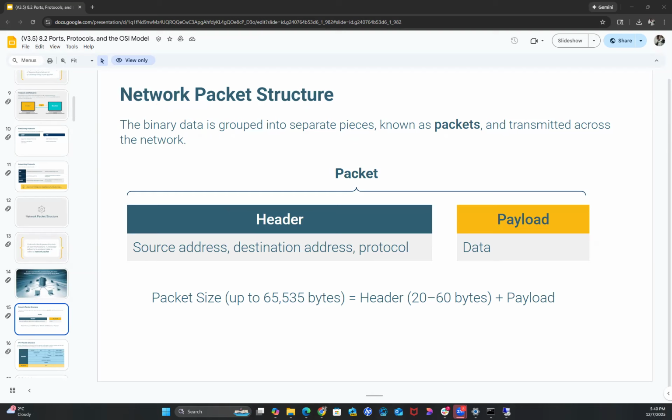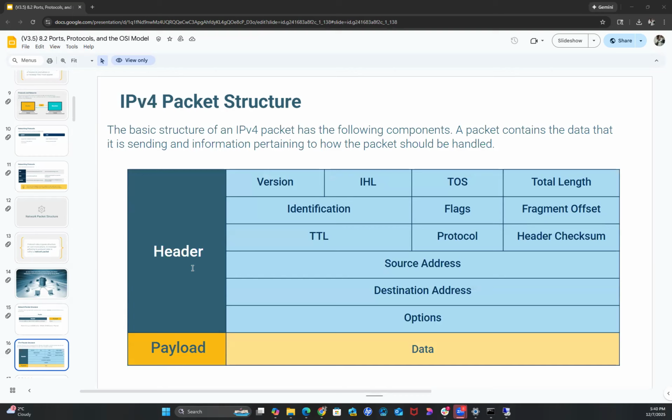Each field consists of a name, which describes the kind of data it contains, and a value, which is the data itself. So for example, the header may contain fields. The header has lots of content: version, IHL, TOS, total length, identification, flags, fragment offset, TTL, protocol, header checksum, source address, destination address, options. So all of this is the header.